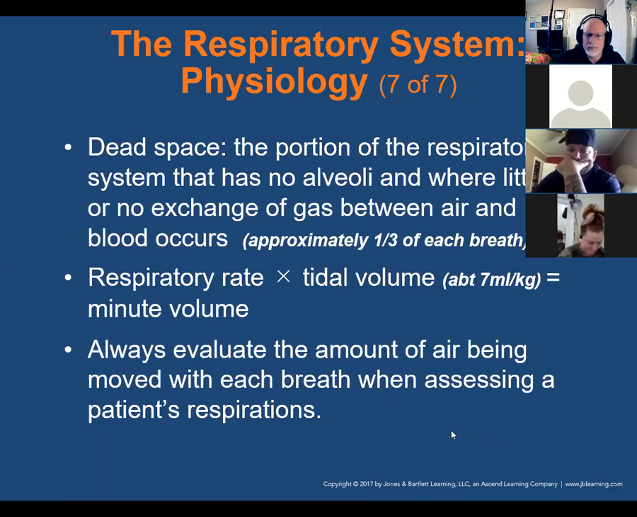I'm not going to make you memorize those amounts, but we will talk about tidal volume and minute volume as we go through the respiratory chapter, respiratory emergencies chapter. And we'll reference it through the rest of the course. So that becomes important.